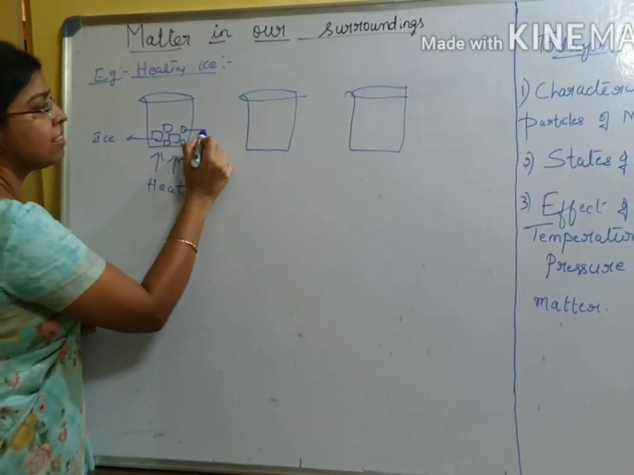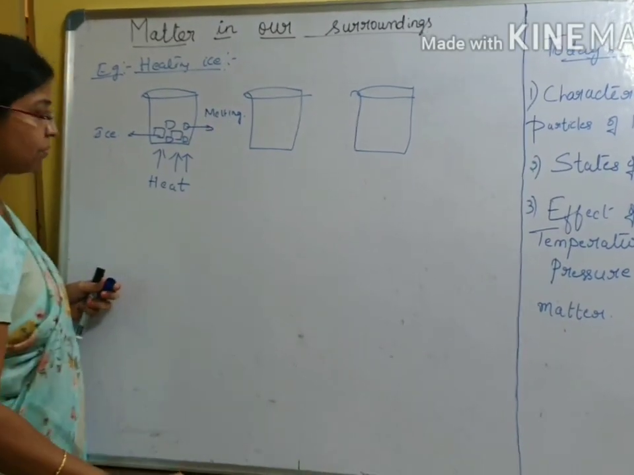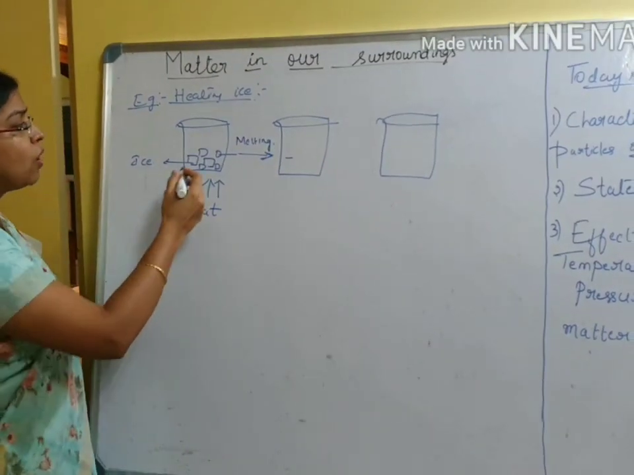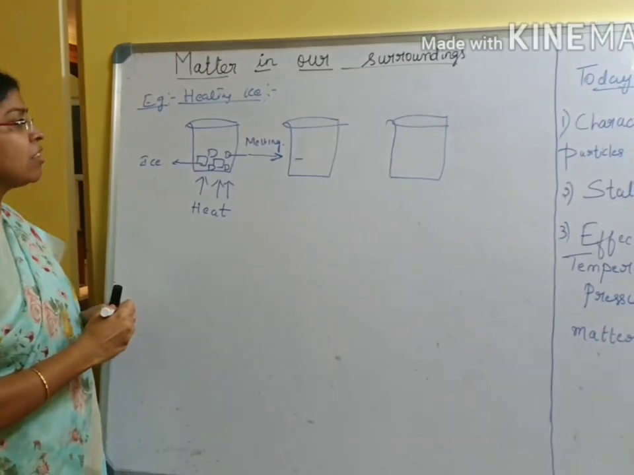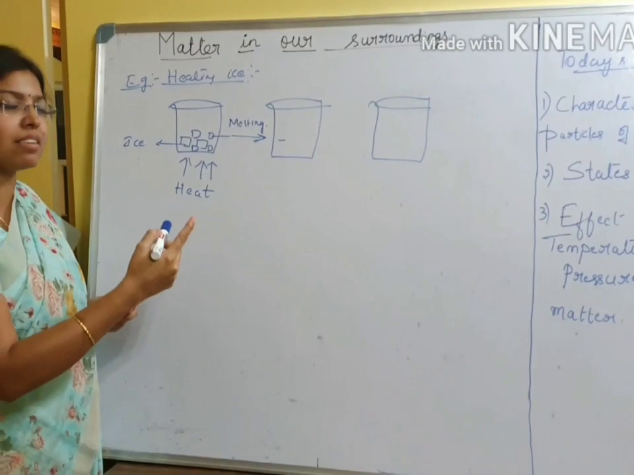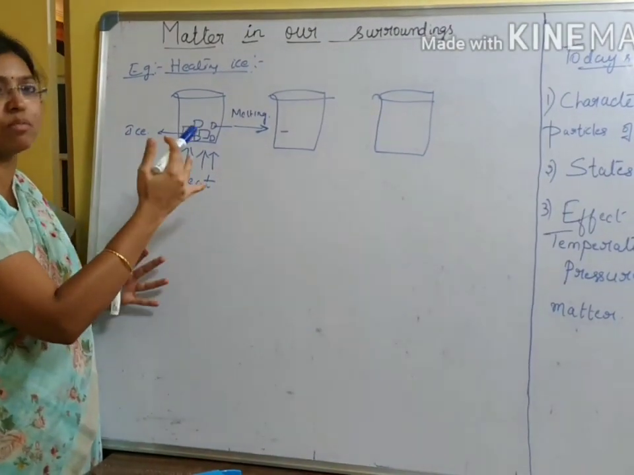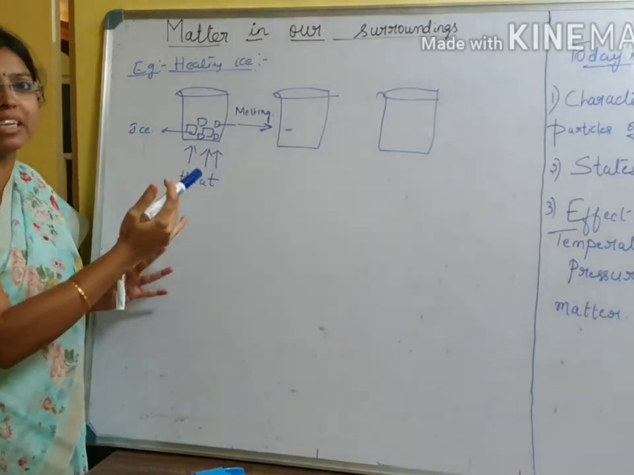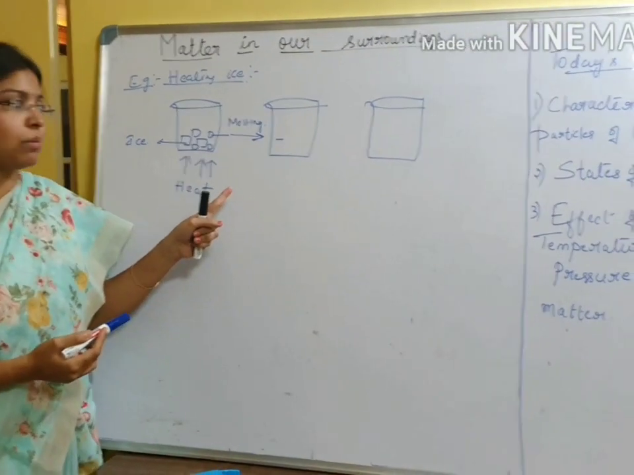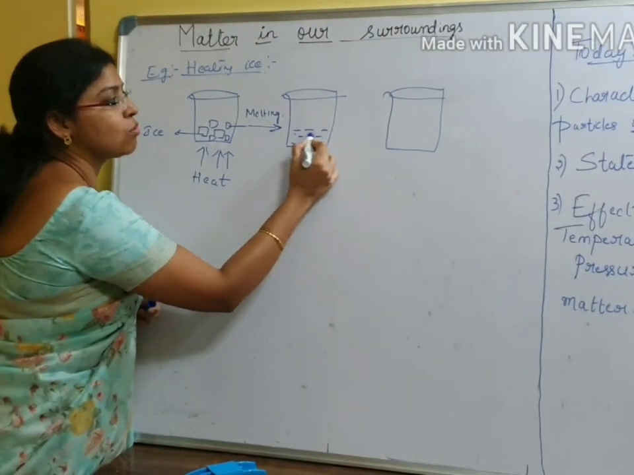The ice will start melting. How does this ice start melting? The particles of the ice, when heated, acquire more kinetic energy and start moving faster. Once they start moving faster, they lose the force of attraction and the intermolecular space increases. We have seen that if the intermolecular space increases, the solid gets converted to liquid. That's how the ice gets converted to liquid. Here we see ice water.